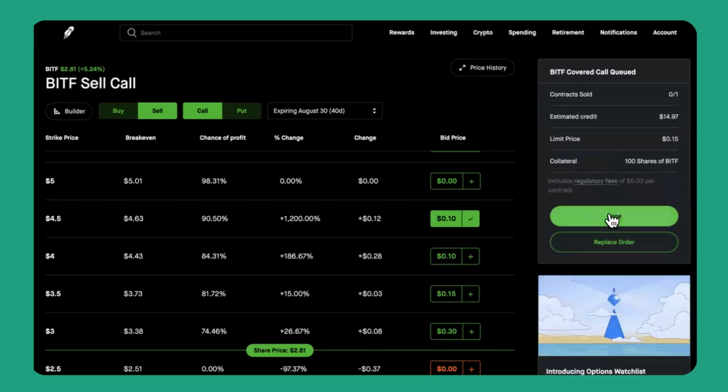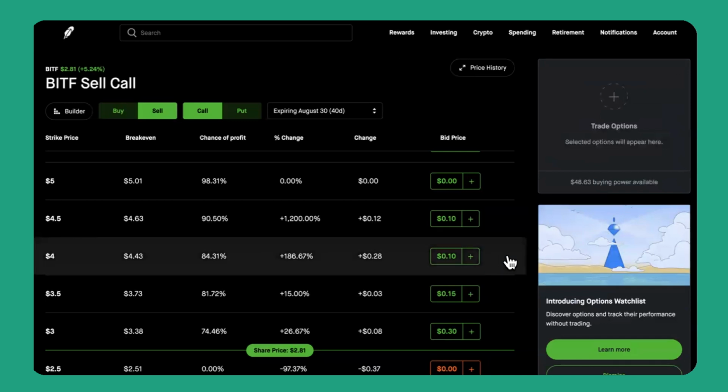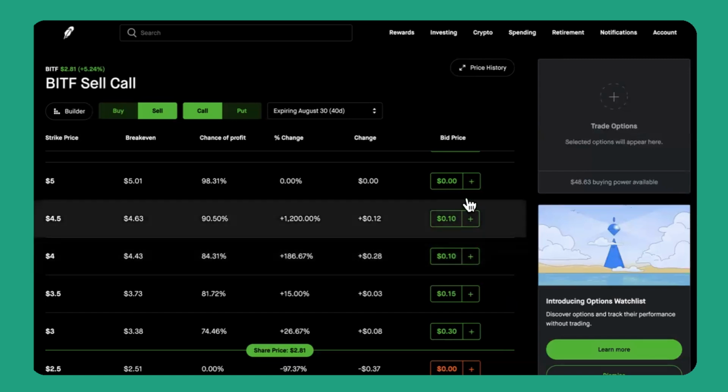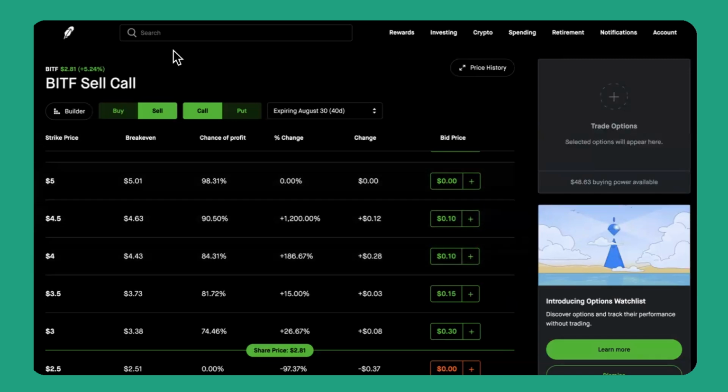And that is done. Now we have to wait till Monday to see if this order is executed. So that's all we have to do, ladies and gentlemen. Just click and submit the orders, and then just wait until these contracts get executed. Okay, so now let me show you why Bitfarms could move up in price on Monday coming up.